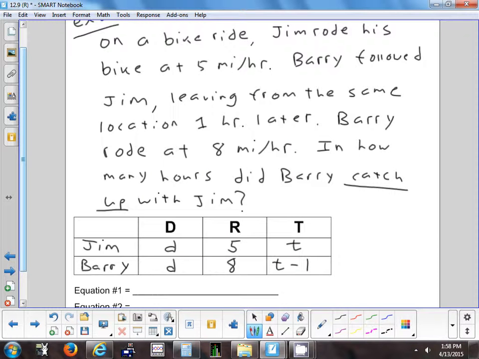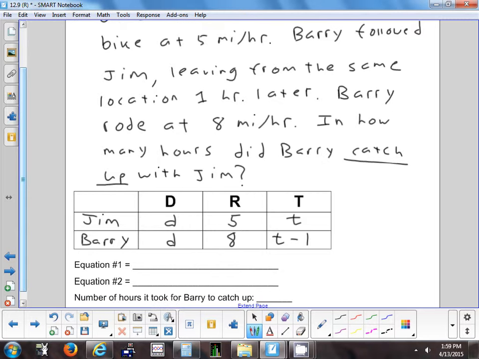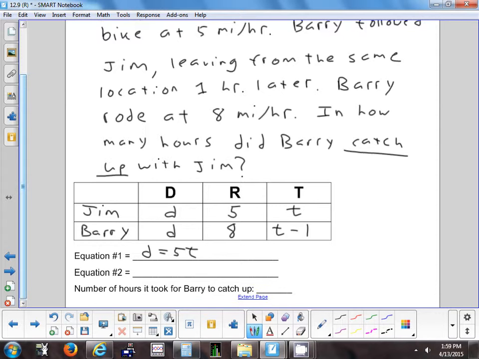All right, so we got our distance, we got our speed, we got our time. Anyone think they can tell me the entire equation one? If you think you know, Matt? D equals 5t. And on the top row, they pretty much have the formula, they just don't have the equal sign. That's all. Yes.